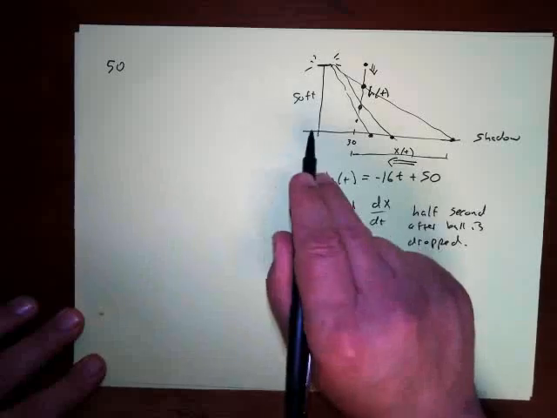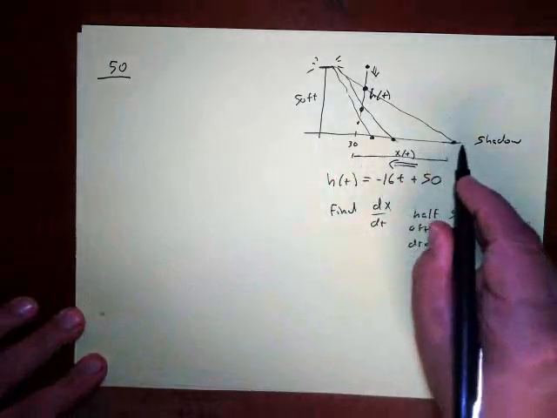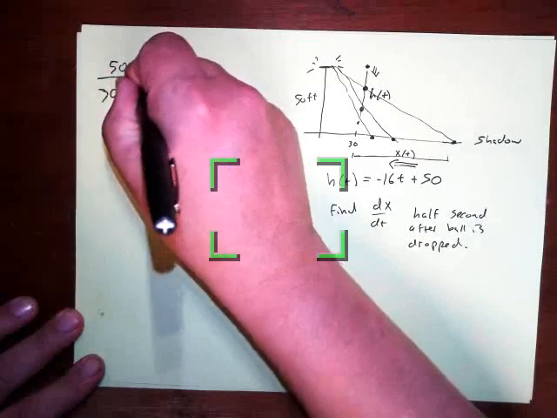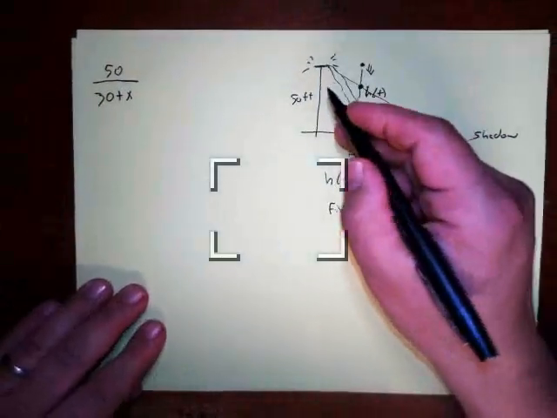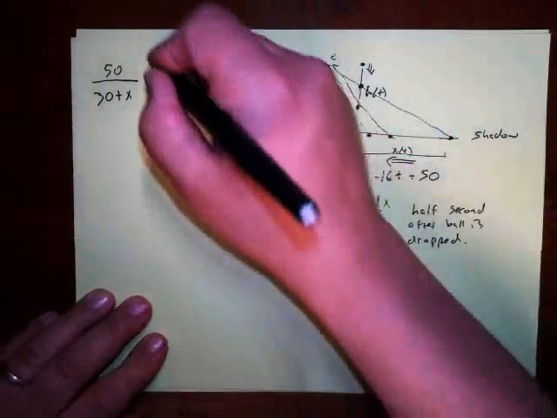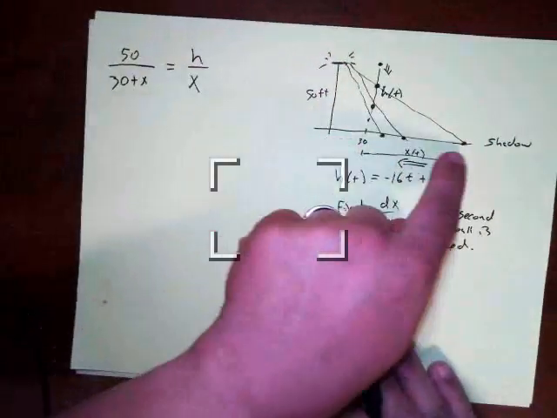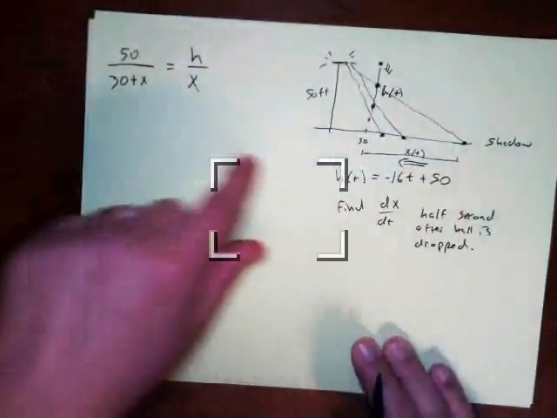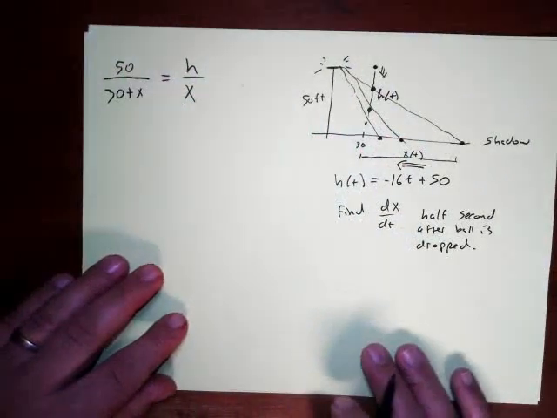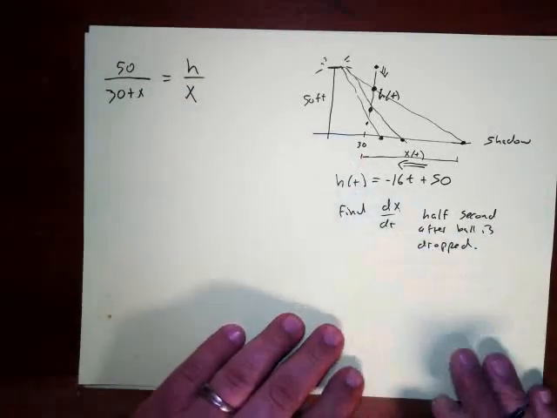So I would have 50 is to this length, and this length is 30 plus x. I'll just write 30 plus x, not x of t. So 50 is to this whole length as the height of the ball is to just x, so that would be h is to x. I'm going to write it like this, not in function notation. And it wants us to find this.